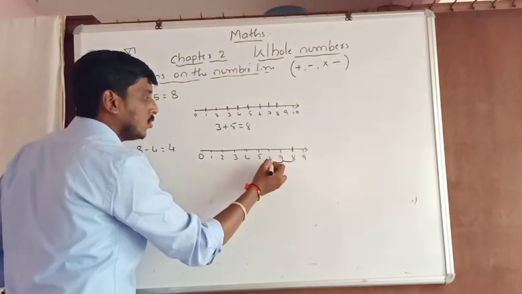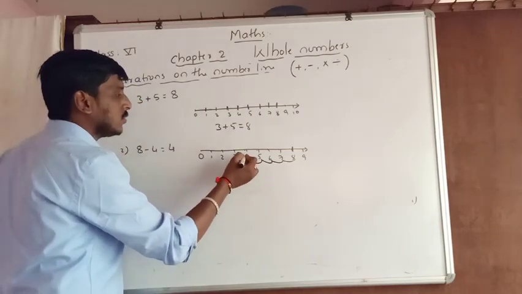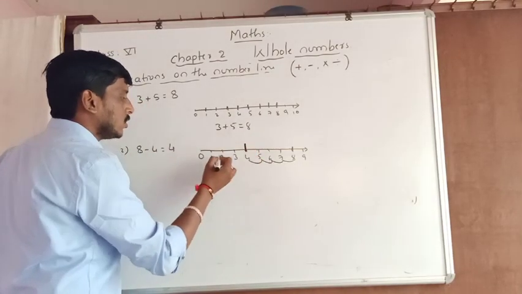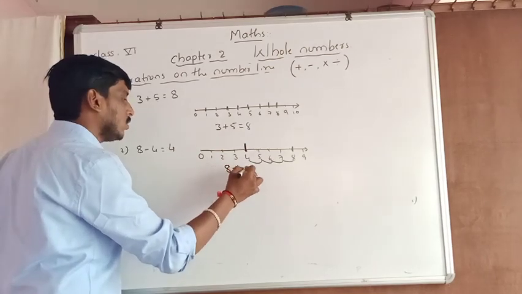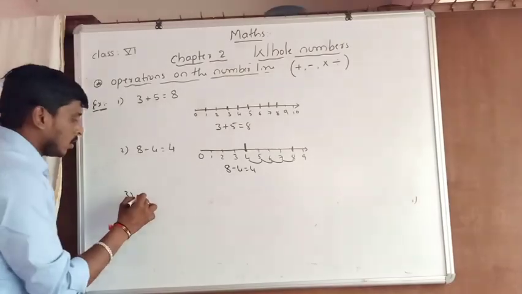1, 2, 3, 4. They ask for 4, so 8 minus 4. Finally, where do you reach? 8 minus 4 is 4 only.